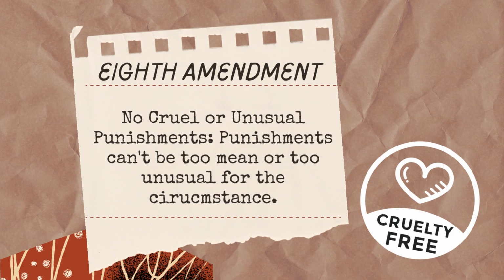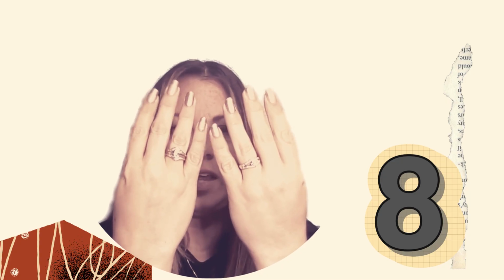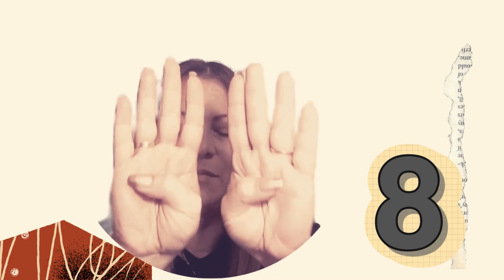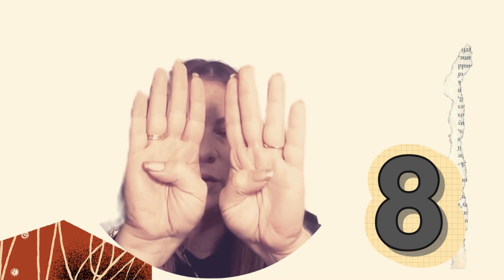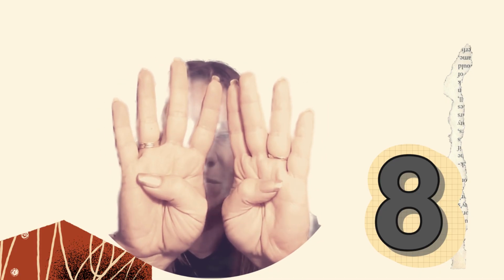The Eighth Amendment protects you against cruel or unusual punishments. This means punishments can't be too mean or too unusual for the circumstance. We're using our 8 fingers for the Eighth Amendment. Face them outwards while saying the Eighth Amendment, no cruel or unusual punishment. You can't cut off my thumbs.